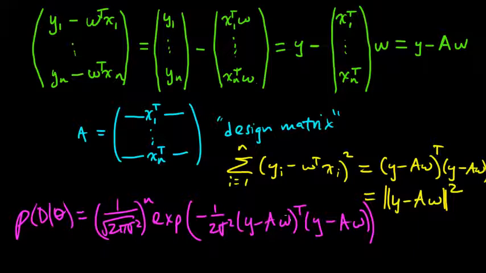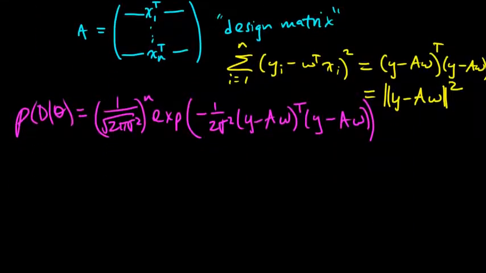Now to maximize this, which is what we want to do, maximizing this is equivalent to minimizing this part here. You could check that. This part is the only part that depends on W. You take the log, this is a constant so it's not going to matter, and the minus makes it go from maximizing to minimizing. So we want to minimize this.